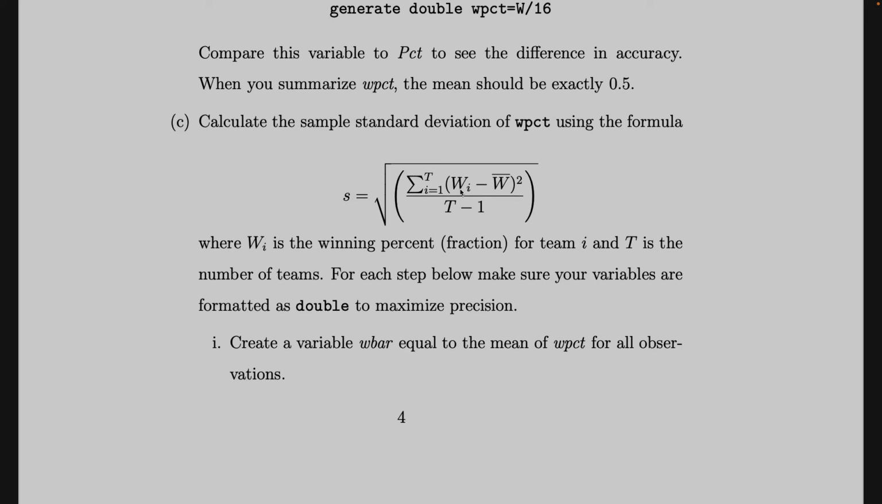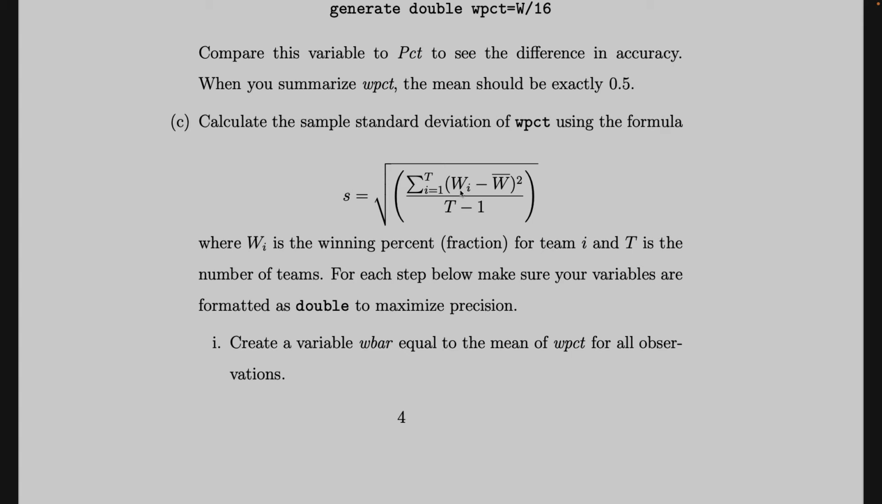We're going to take the win percents we just made, subtract the average, which now we've identified correctly as 0.5. We're going to square that for each team. We're going to add it up over all teams, T, so that will be 32 here, and then divide by 31, or T minus 1. This will give us our standard deviation for the year of 2007.